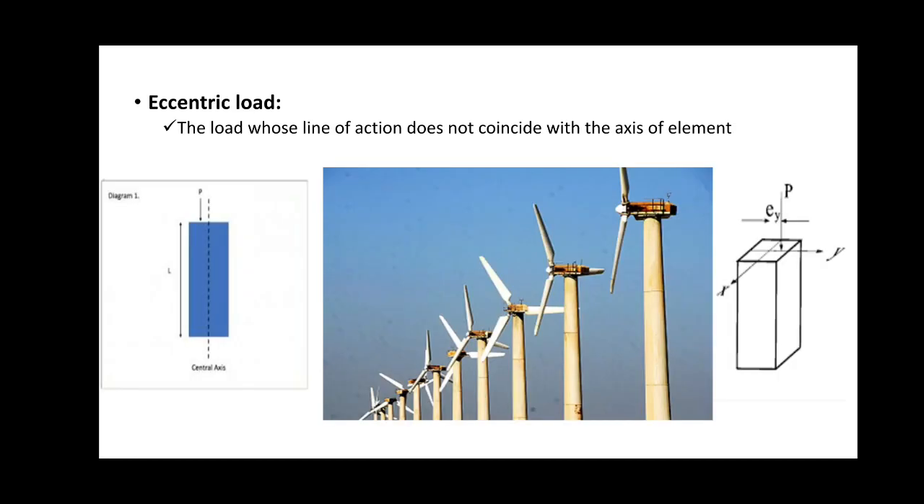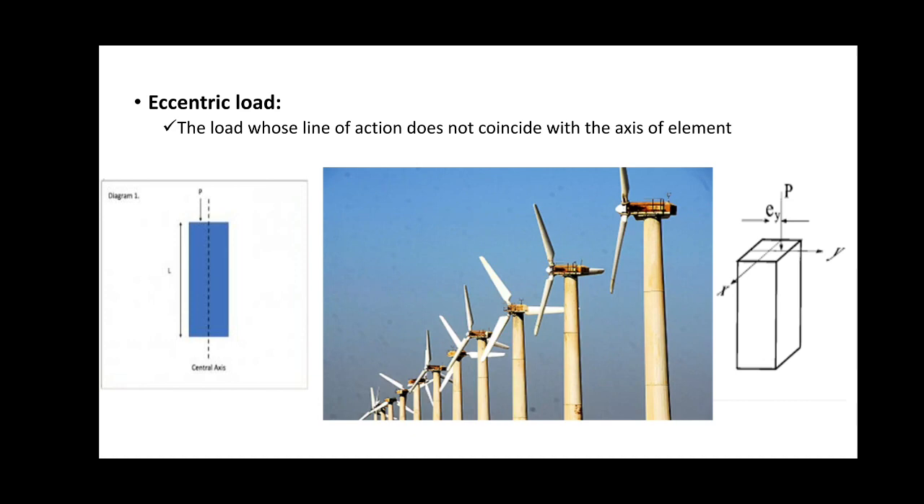So see, my dear students, the next type of load is what? Eccentric load. So this is the last load we have. Eccentric load means the load whose line of action does not coincide with the axis of the element. It means it is exactly opposite to the what? Direct load. Eccentric load is opposite to the what? Direct load.